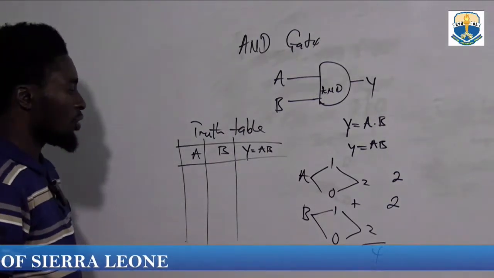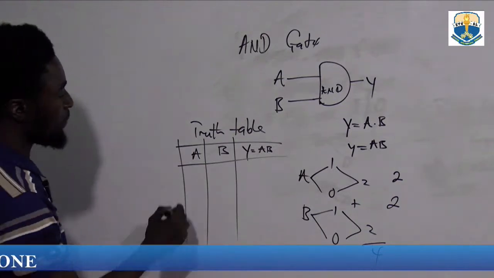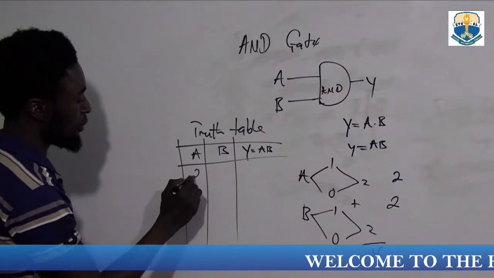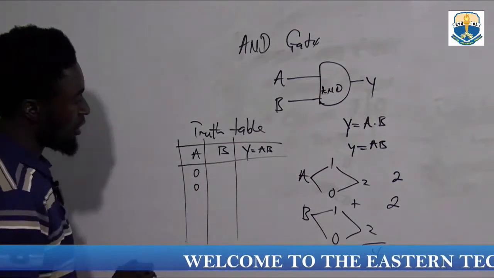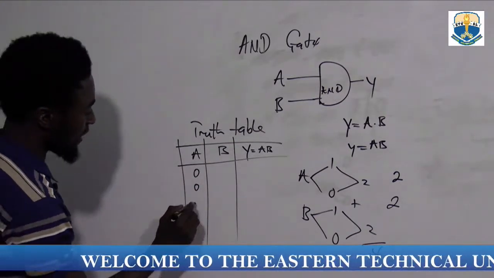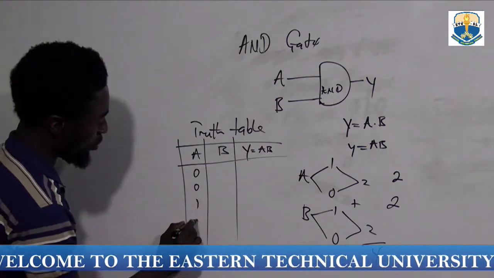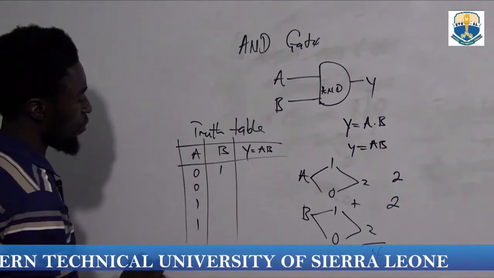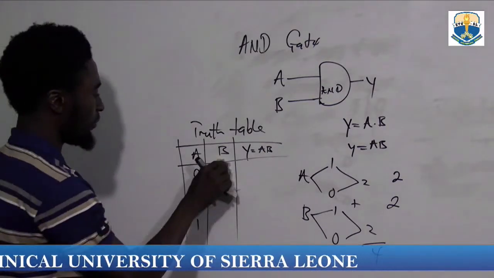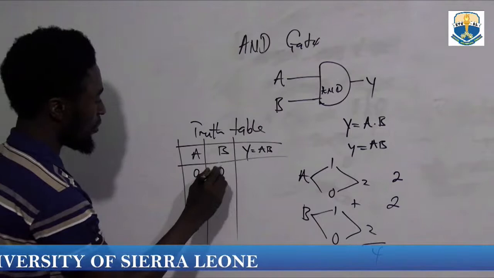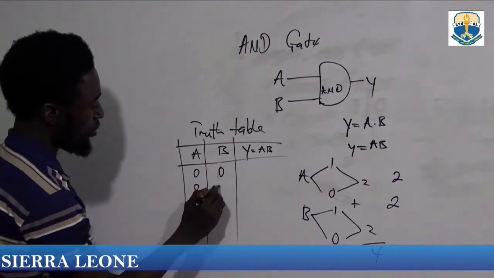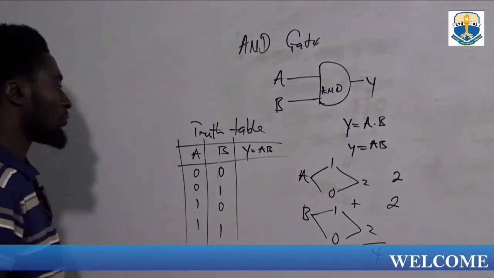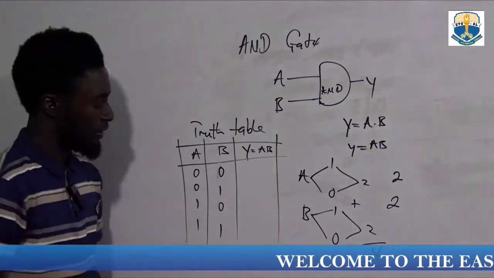So for the inputs, we are expecting the first condition to be in a low state and a high state, so we have low, low, low, high, high, low, and high, high. So having this, what will be our output?